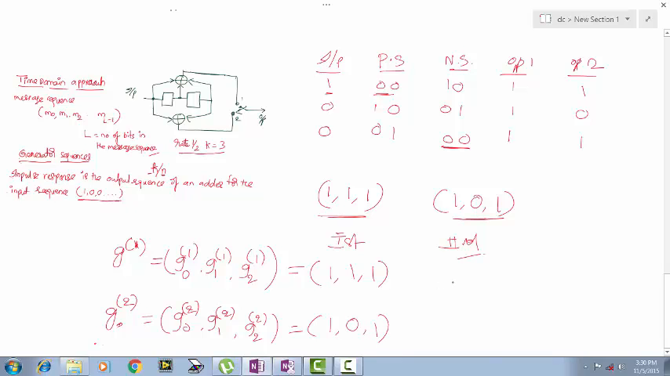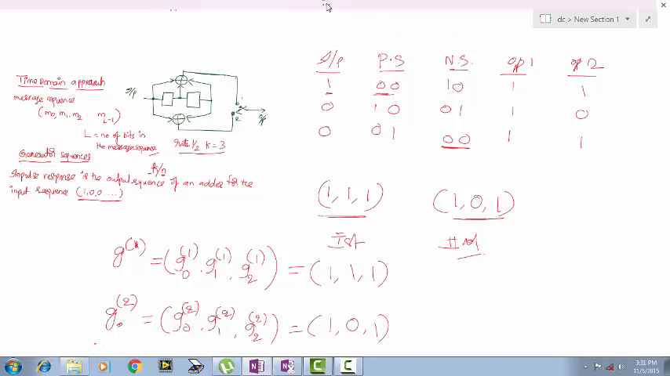So given any convolutional encoder, first find out the generator sequences. The generator sequences are nothing but the impulse responses of the two outputs for the input sequence 1, 0, 0 and so on. Now look carefully at the first adder. To the first adder you have three connections. This is the first connection, this is the second one, this is the third one.